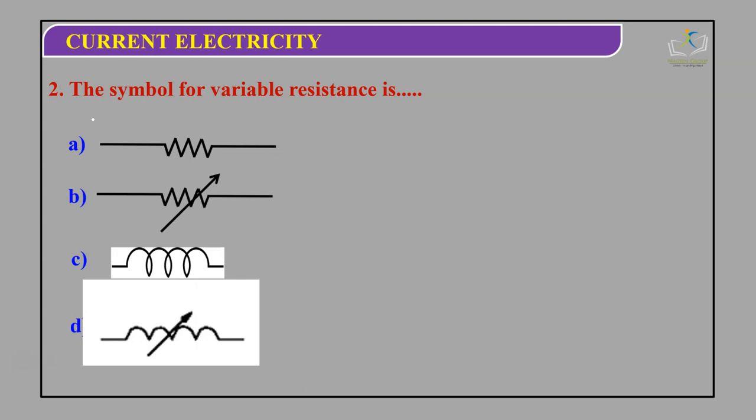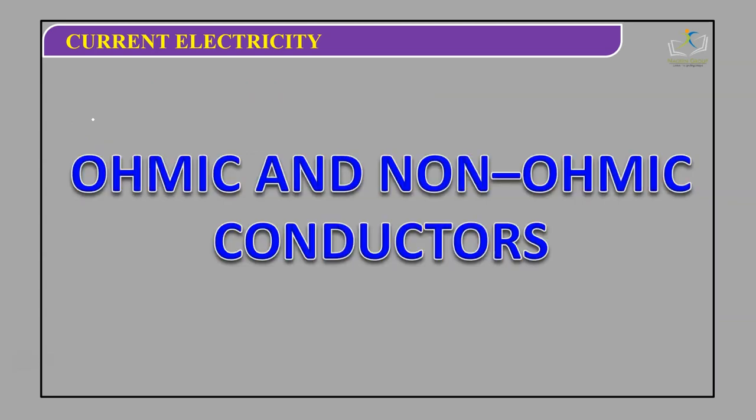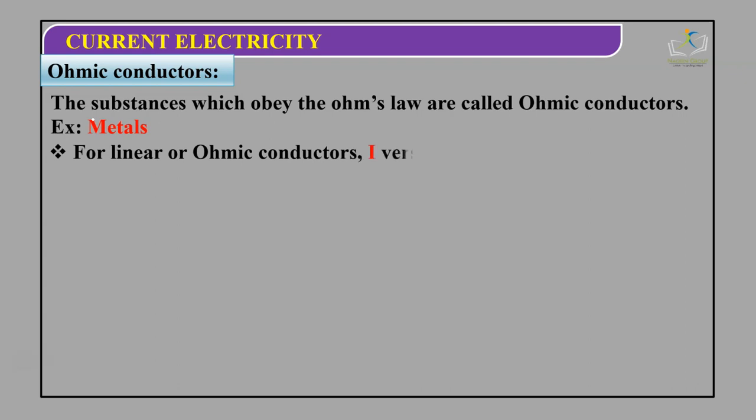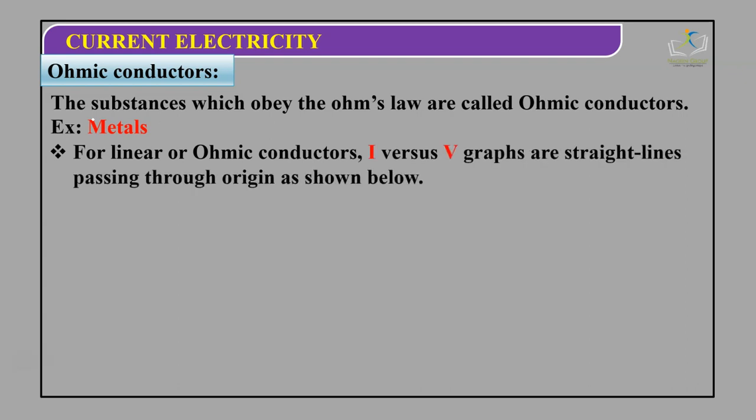Next question: the symbol of a variable resistance is. The correct symbol of a variable resistance is option B. Next topic we have is ohmic and non-ohmic conductors. Ohmic conductors: the substances which obey Ohm's law are called ohmic conductors. Example: metals.